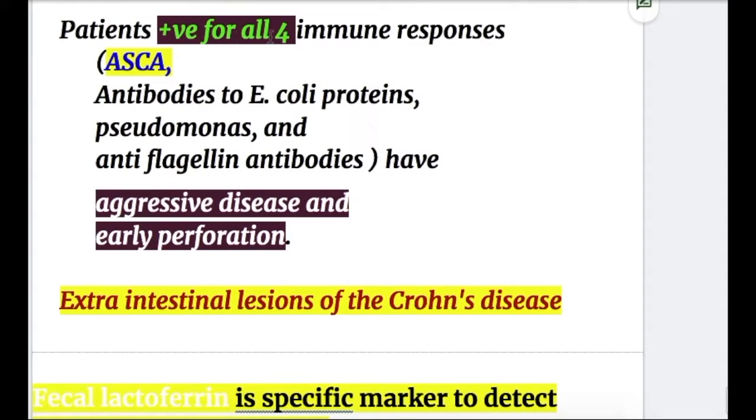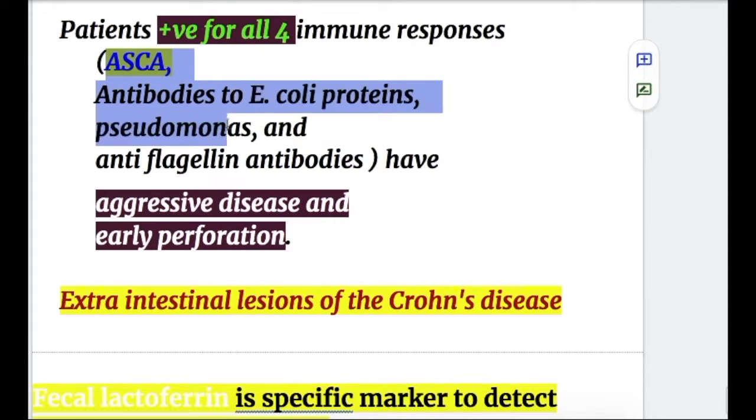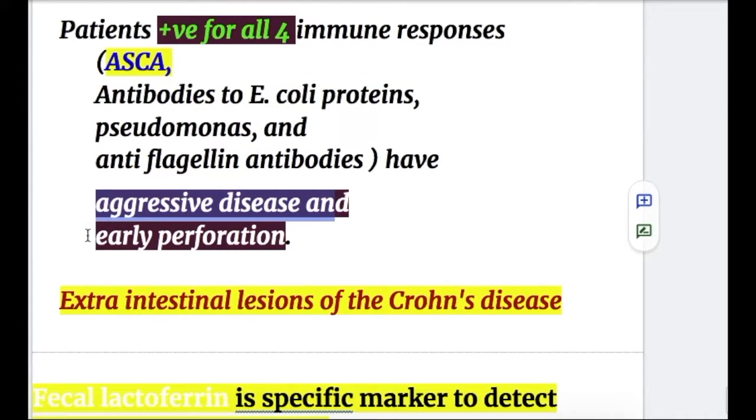Patients positive for all 4 immune responses, that is ASCA and antibodies to E. coli protein, Pseudomonas, and anti-flagellin antibodies, have aggressive disease and they have early perforation. So the importance of the immune responses is that if all 4 are positive, then the disease is aggressive and their chances of early perforation are more.